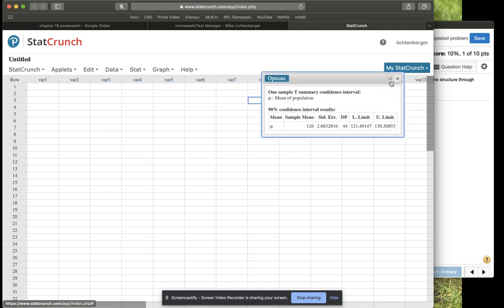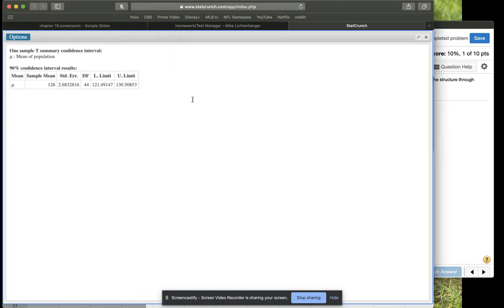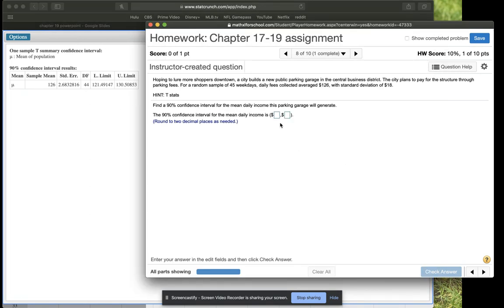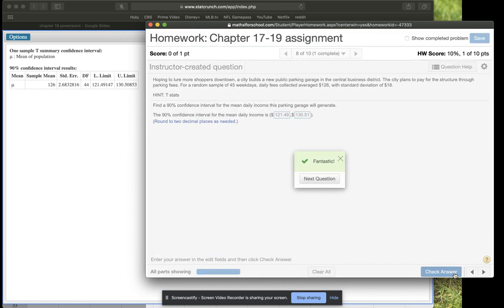And there's our answer. It says round to 2, so the lower limit is 121.49 and the upper limit is 130.51. And that should be it.